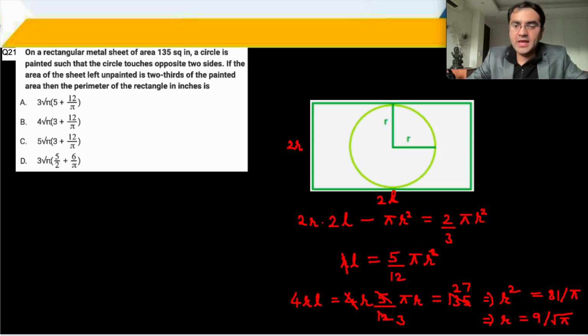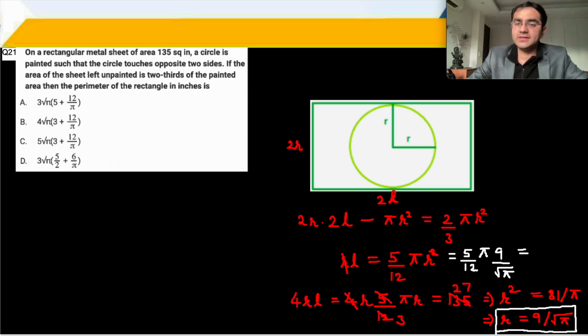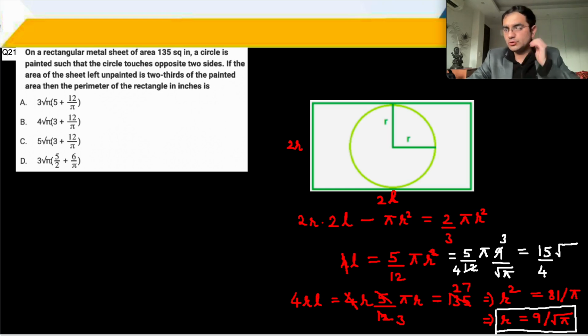Okay. Put that back in the upper equation over here. Substitute r here. This is r. Put it back here: 5/12 pi, r becomes 9 upon root pi. This is now your l. Simplify it a little bit and you will get 15 upon 4 into root pi.